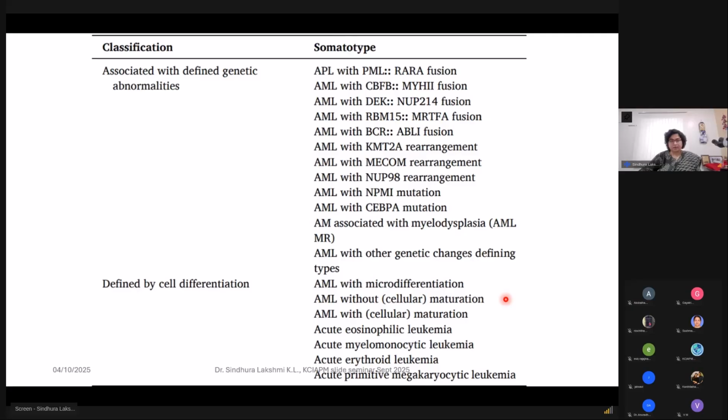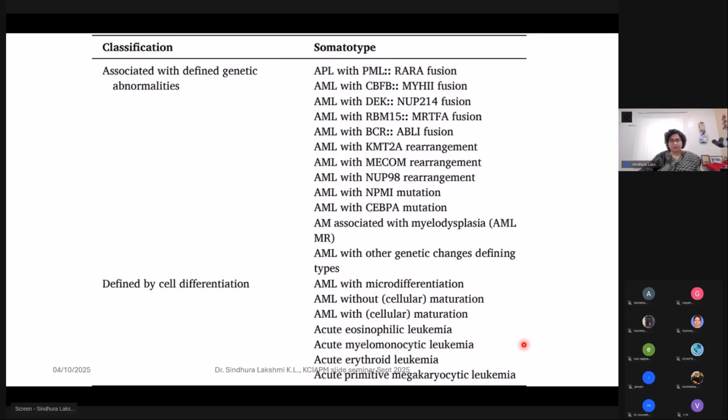Now, in WHO HEME 5, suppose not all of us have access to cytogenetic or molecular testing, but we still need to give some working diagnosis to our patients. It's our moral responsibility. So how do we define AML by differentiation? It is AML with minimal differentiation, AML without maturation, AML with maturation, acute eosinophilic leukemia, acute myelomonocytic leukemia, acute erythroid leukemia, and acute primitive megakaryocytic leukemia.